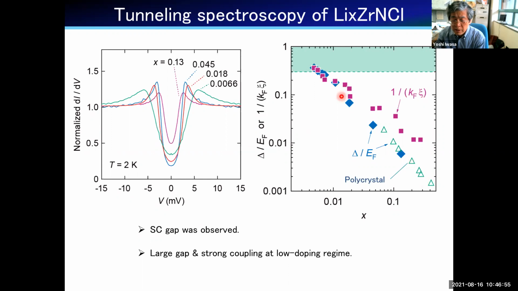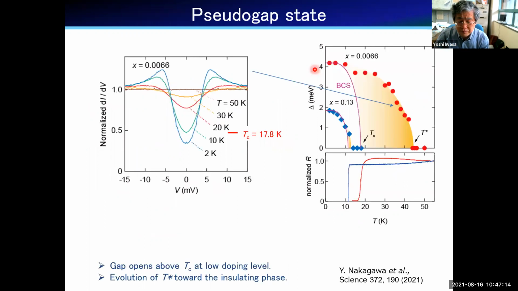And this means that, particularly in this delta over EF, delta over EF is almost 1/3 or 1/4, one third. So this means that the superconducting gap is just 1/3 of Fermi energy. This is a very amazing situation.